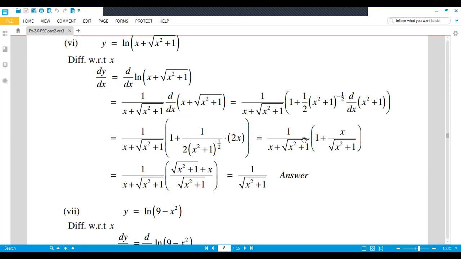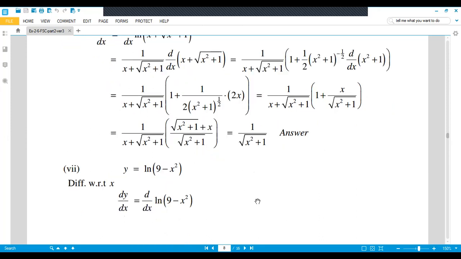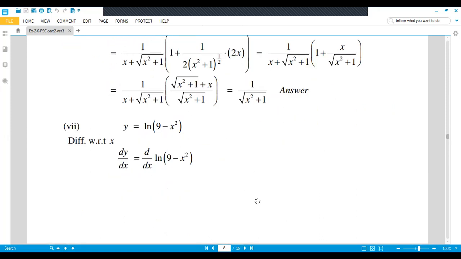The first value you copy as it is, so you get 1 plus x over under root x square plus 1. So you take the LCM of 1 plus x under root x square plus 1. So you get x square plus 1 plus x divided by under root x square plus 1. So this one value cancels with this. So both values you cancel, you get 1 over under root x square plus 1. I hope you will understand it. Now come to the next question.